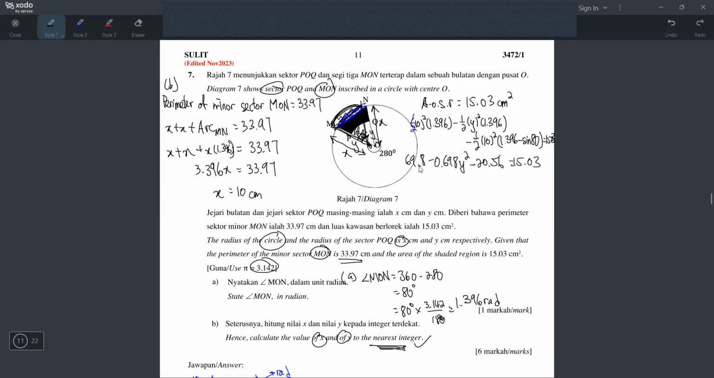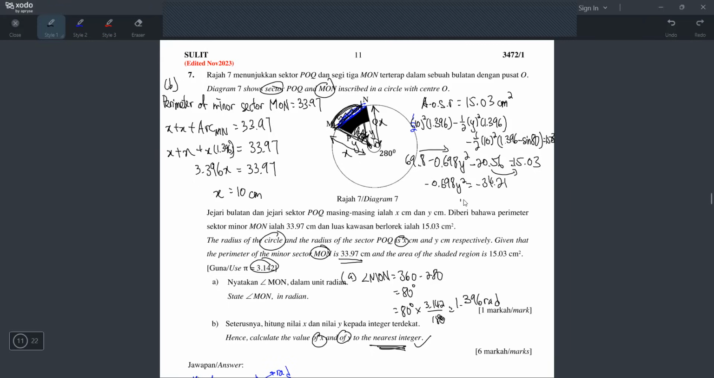We can do 69.8 minus 20.56 first, right? Okay lah, no need lah, just straight away move to the other side. So I will just leave the 0.698 y square here, and then I will move this one to the other side, this one also to the other side. So I will press 15.03 minus, which becomes plus 20.56, and then plus becomes minus 69.8. Straight away they give me negative 34.21, right?